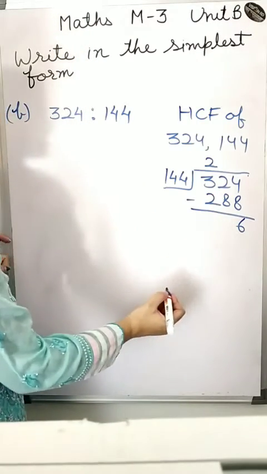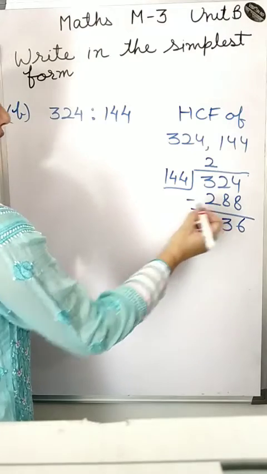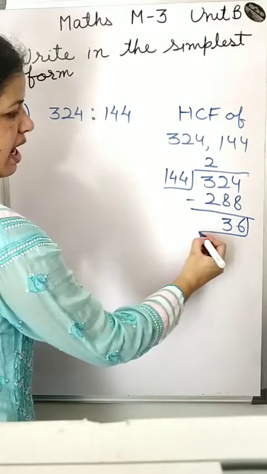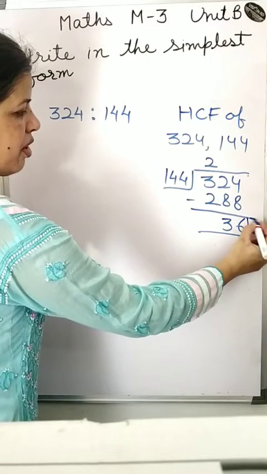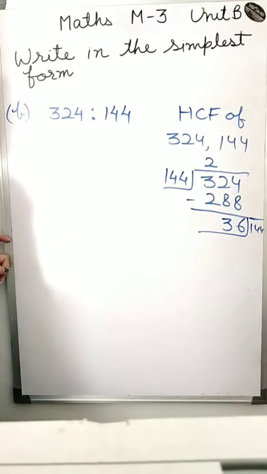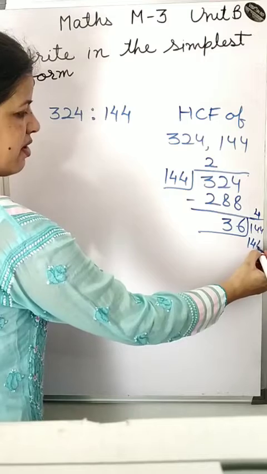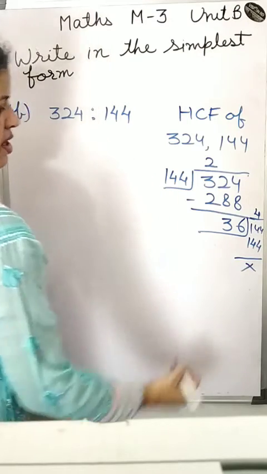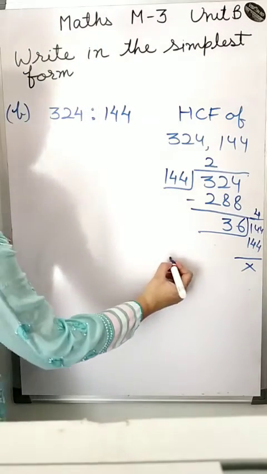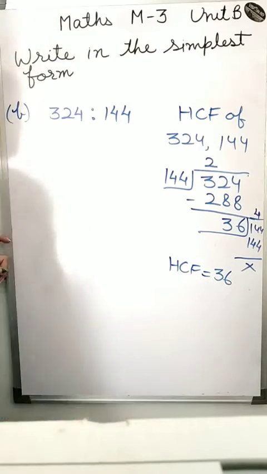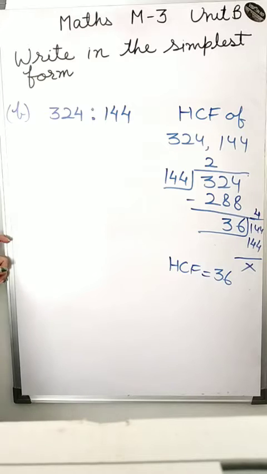11 minus 8 is equal to 3, and it is 36. Now what do we do next? Again you divide 144 by 36. 36 into 4 is 144. So this is the way, and here the HCF is 36. So the HCF of these numbers is equivalent to 36.